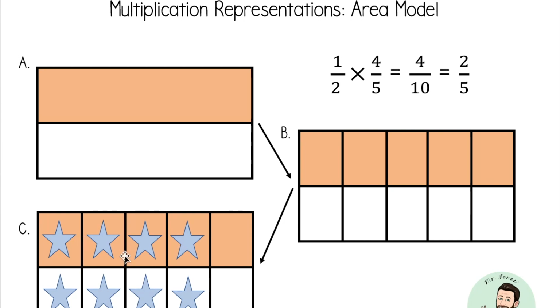But to tell what our final answer is, I would look at the ones that are shaded this way and this way, because it's a fraction of a fraction. So this is one fraction, and then the other fraction is going this way. The ones that are taken up by both, those would be the ones that we're looking at for our final answer. So in this case, it's 4/10 or 2/5.